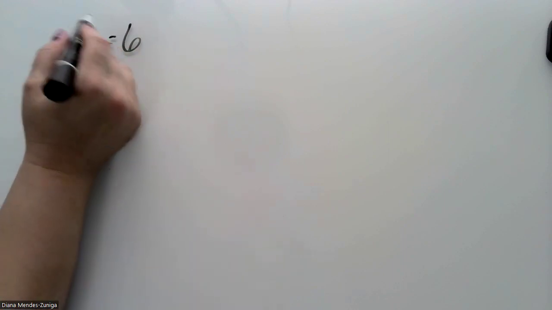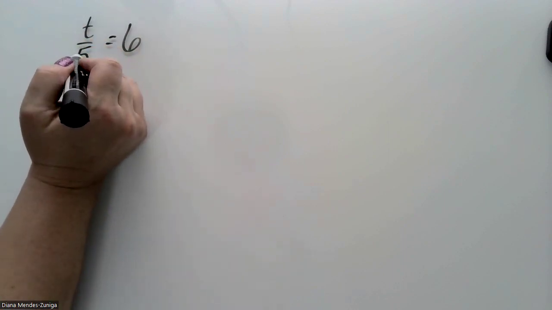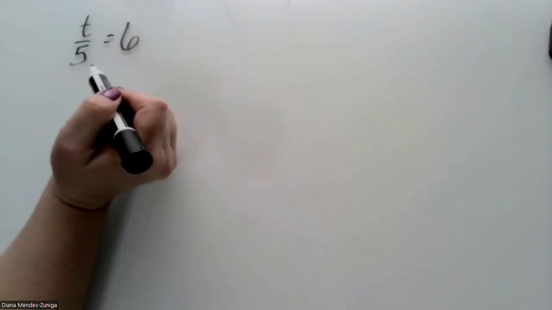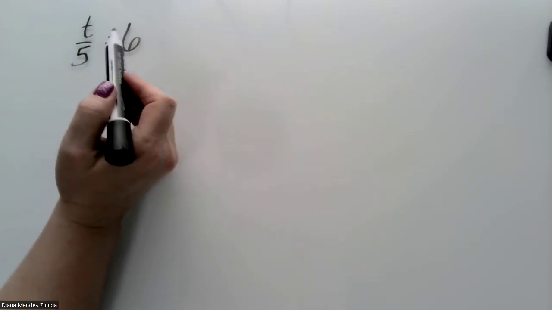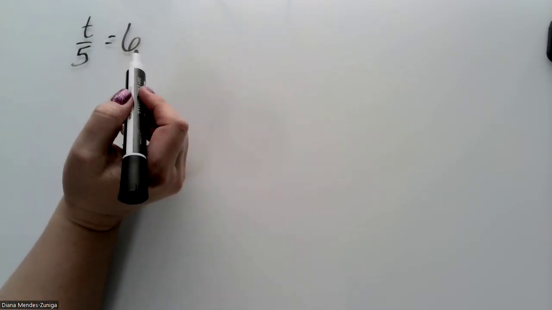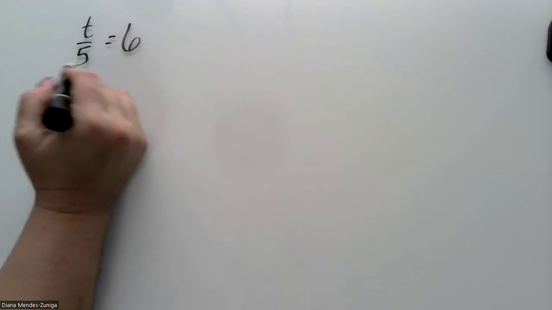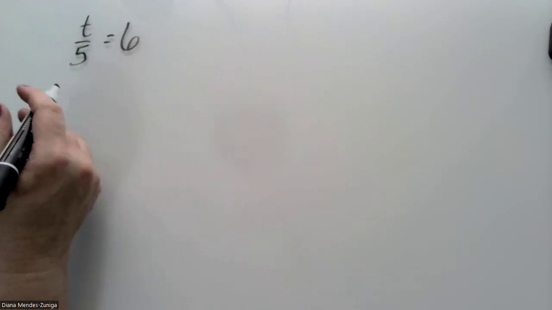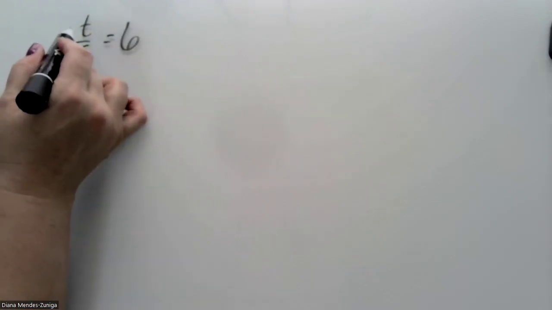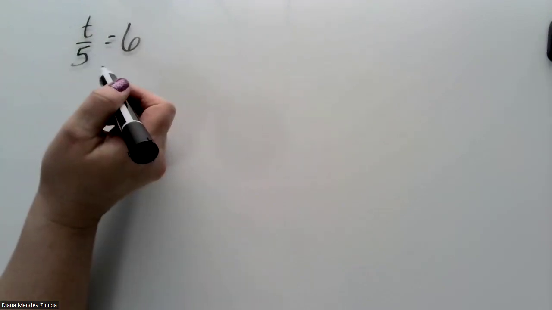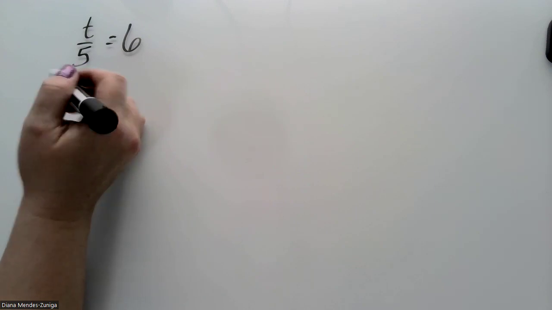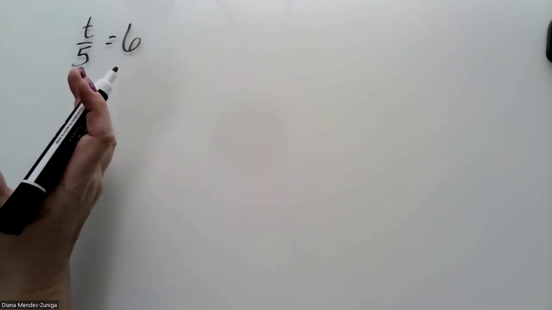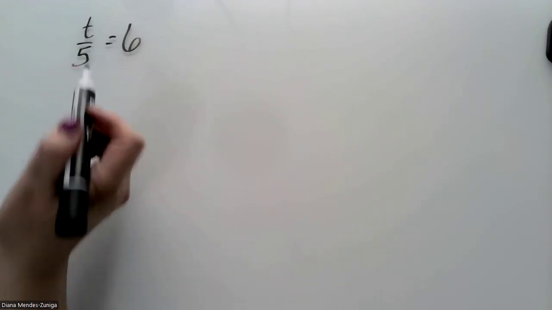Okay, so how we do this is we're going to look at this problem here, and it says t over 5 equals 6. This means t divided by 5 equals 6. So what we're asking is what number divided by 5 equals 6? So how we figure this out is, since this is a division problem, we are going to do the opposite of division, which is multiplication, which is how we typically do it in solving one-step or multi-step equations.